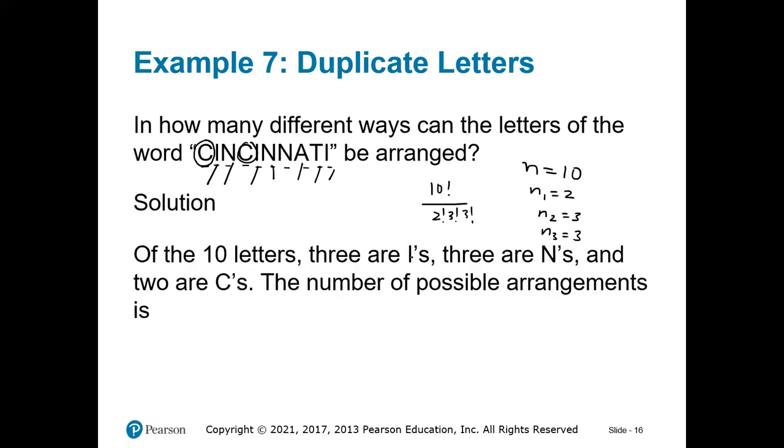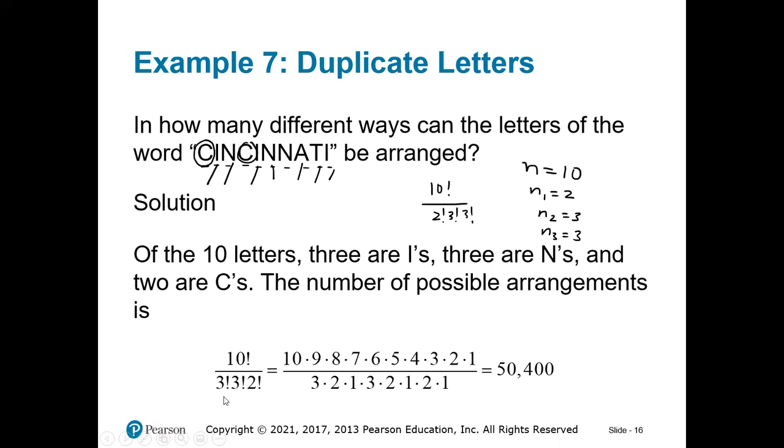Yeah, so here it is. Of the 10 letters, there are 3 I's and 3 N's and 2 C's, right? The number of possible arrangements is 10 factorial divided by 2 factorial times 3 factorial times 3 factorial. And you put this in a calculator, it gets you 50,400 different ways to rearrange the word Cincinnati.